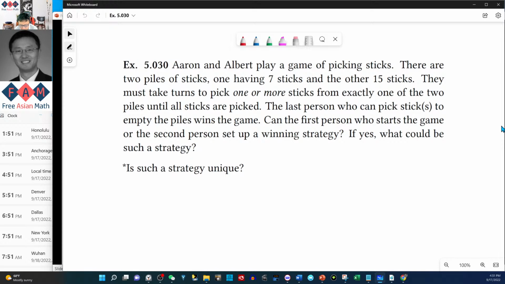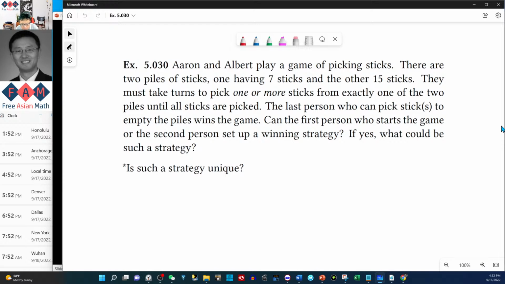Well, because you need to find a strategy to win, so you do your best. You consider first, what does a win mean here? Well, the problem is that the last person who can empty the piles, meaning the last person who can pick some sticks so that nothing is left, will win. So if that's the case, why don't we just reason backwards?